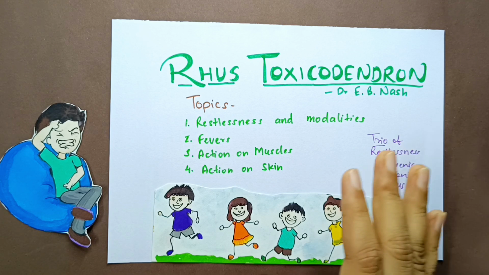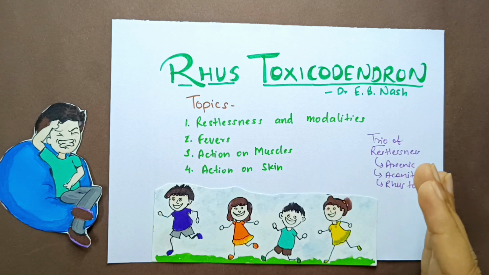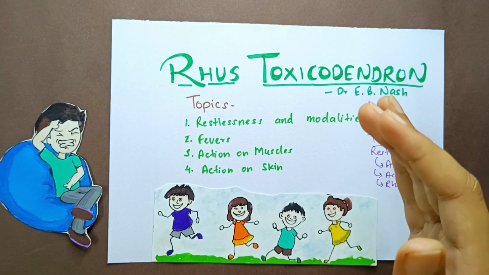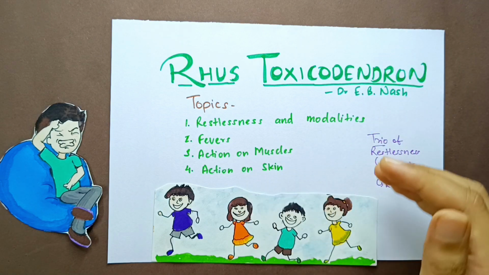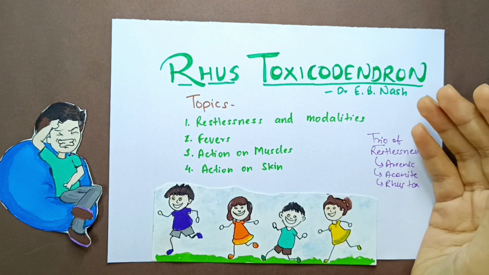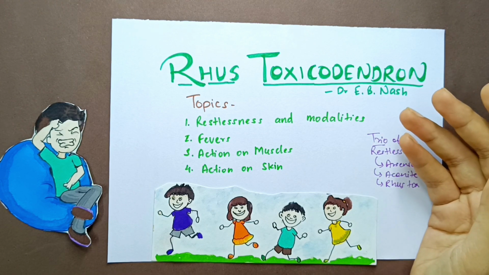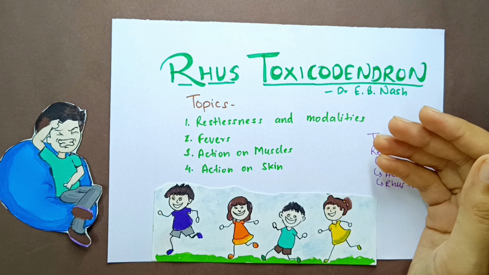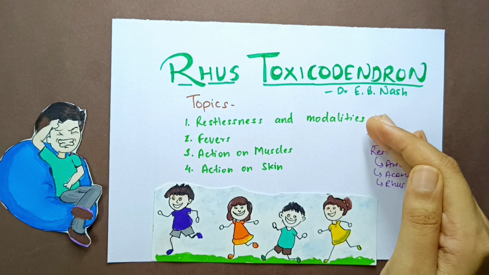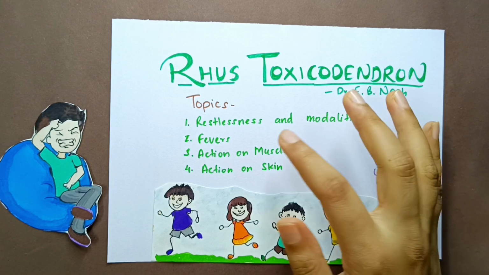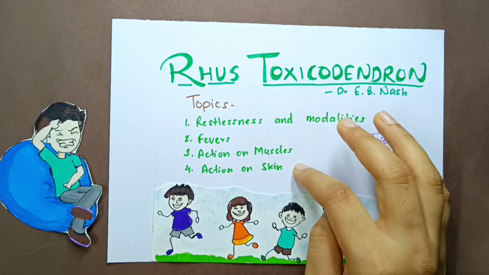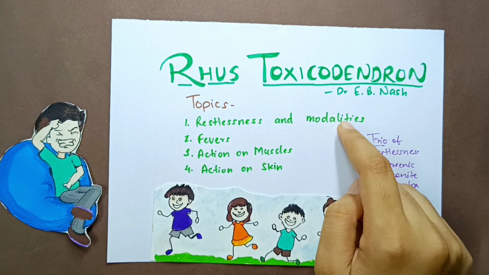Actually, he does not mention anything under topics. He just writes like he's giving us a lecture, paragraph by paragraph, but I have converted it into topics, naming the paragraphs and making a few headings out of it so that it's easy for us to learn, and so that you know what to expect from this video. We will first talk about the restlessness and modalities of Rhus Tox, the fever of Rhus Tox, then the action on muscles, and then the action on skin. Let's start with the first topic, which is restlessness and modalities.